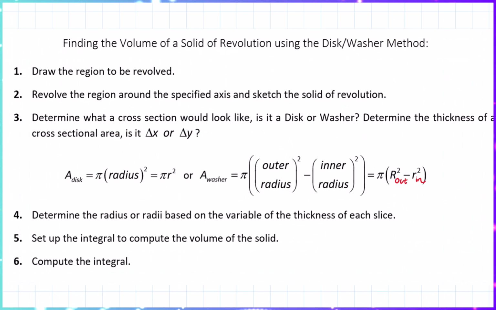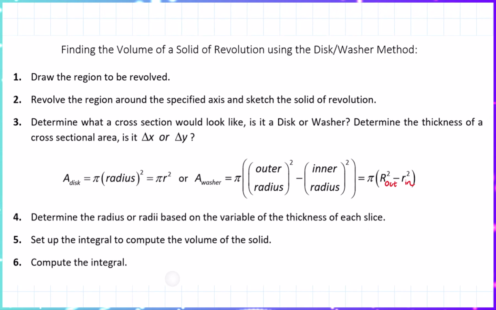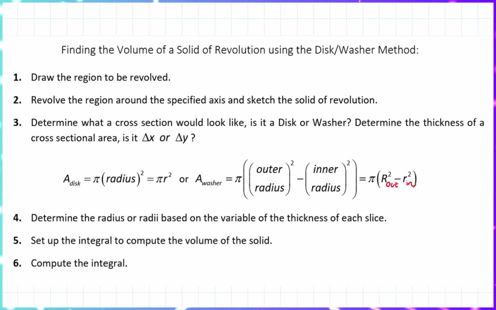Okay, so here are some outline steps typed up. Oops, it kind of went off the screen a little bit. So what we're going to want to do to find the volume of a solid of revolution is, we draw the region that we're going to revolve. We revolve the region around the specified axis and sketch that solid of revolution.